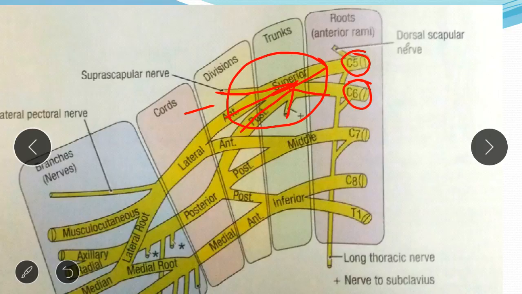So these 2 nerves are also paralyzed in case of Erb's palsy. Now just remember a bullet point here: any muscle which is paralyzed in Erb's palsy should have its root value as C5 to C6. So let us discuss the muscles paralyzed in Erb's palsy.